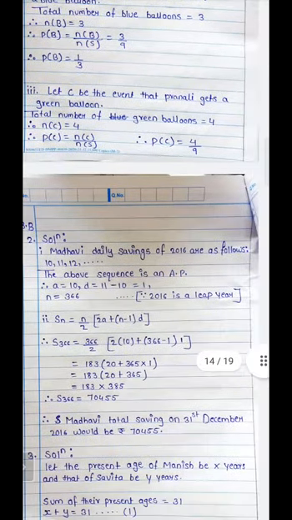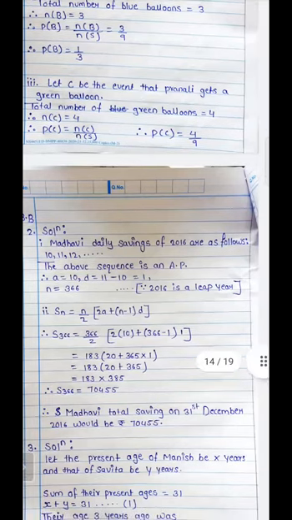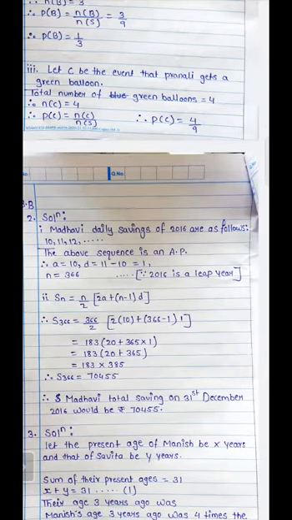Madhvi's daily savings of 2016 are as follows: 10, 11, 12, and so on. So this above sequence is an AP. We know that it is an arithmetic progression. Here a is equal to 10, d is equal to T2 minus T1, which is 11 minus 10, which is equal to 1. And n is equal to 366 because 2016 is a leap year.